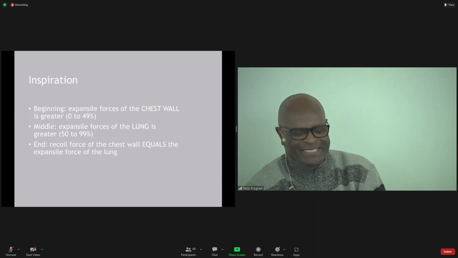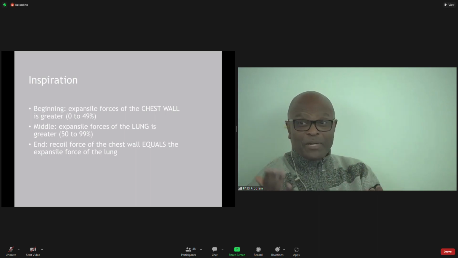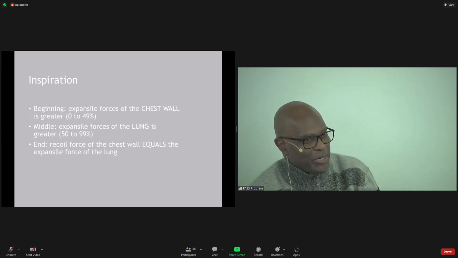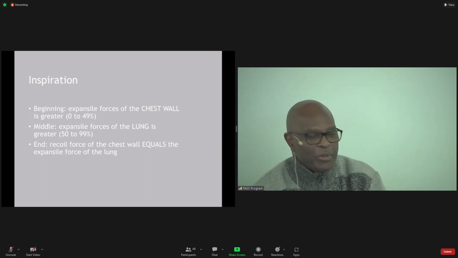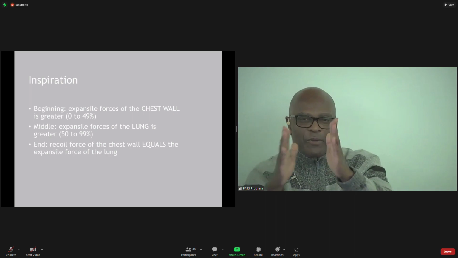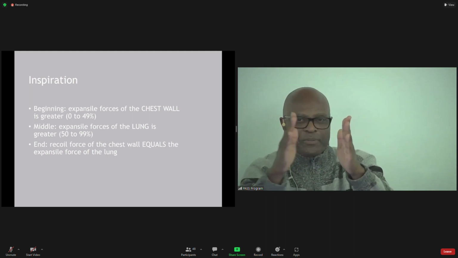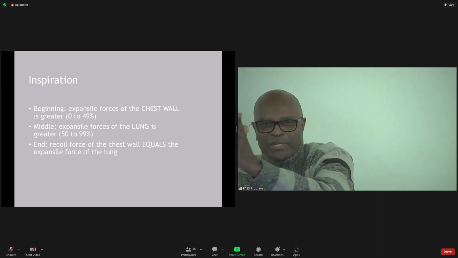Okay. If the chest wall went out first, it has to have more expansile forces. It's impossible for the lung to be the one that has greater; it would have gone out first then. You better understand. I'm just trying to show you how to make this easy. The chest wall goes out first. It has more expansile forces. In the middle of breathing in, the lung starts chasing it. See that? So from 0 to 49% chest wall, 50 to 99% lung.